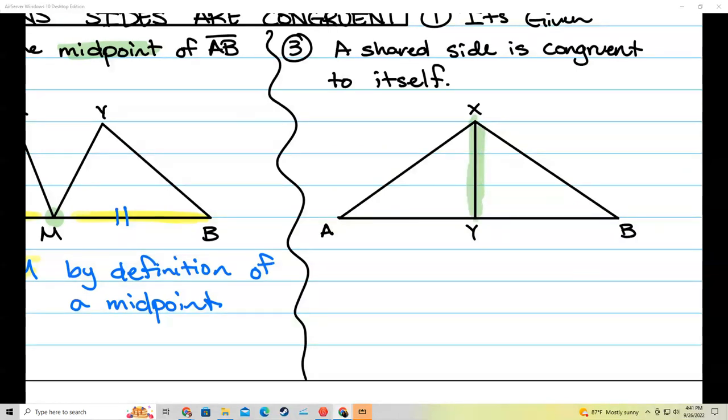I'm going to highlight it on both sides so it stands out. And I know for sure that on the left side, the segment XY needs to be congruent to the segment XY on the right side because it's the same stick. Like it's the same segment. Of course, it's going to be equal to itself.